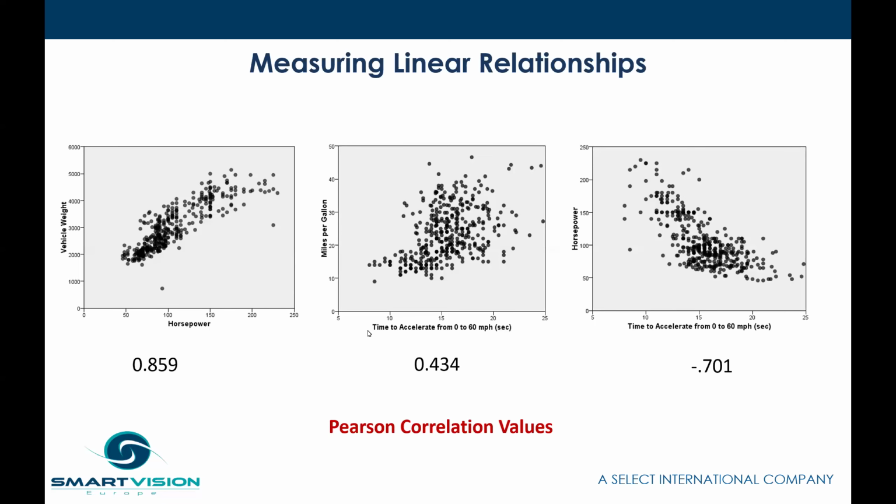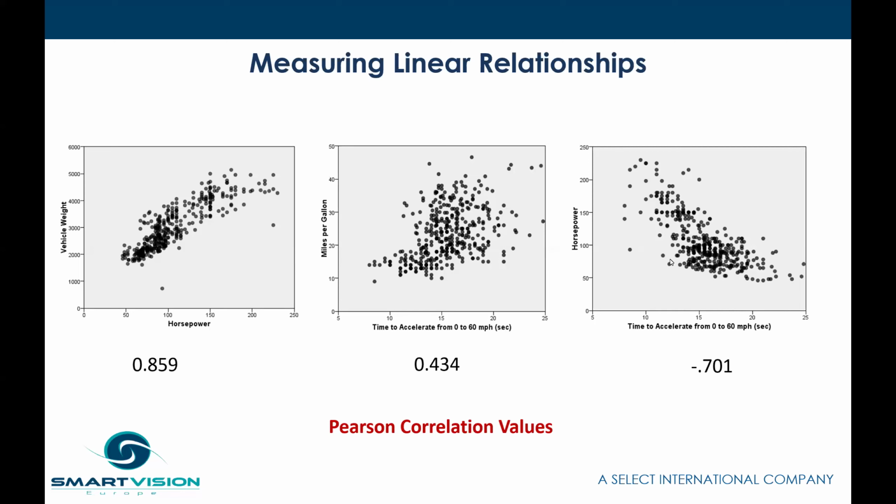And here we can see one where we're looking at the relationship between time to accelerate from 0 to 60, acceleration speed, and miles per gallon. We're finding that, yes, there is a linear relationship here. It's not as clearly defined as the previous one, but generally speaking, if the car takes longer to accelerate from 0 to 60, it tends to do better on miles per gallon, it tends to be more fuel efficient.